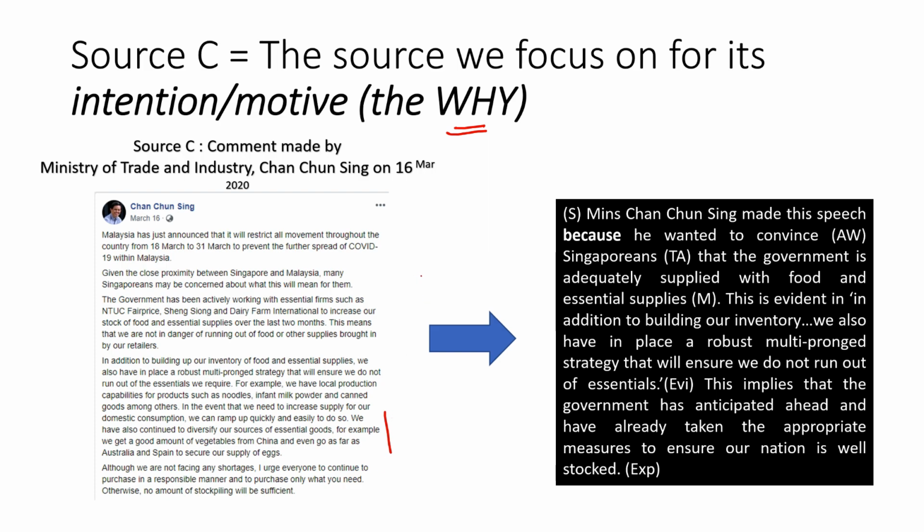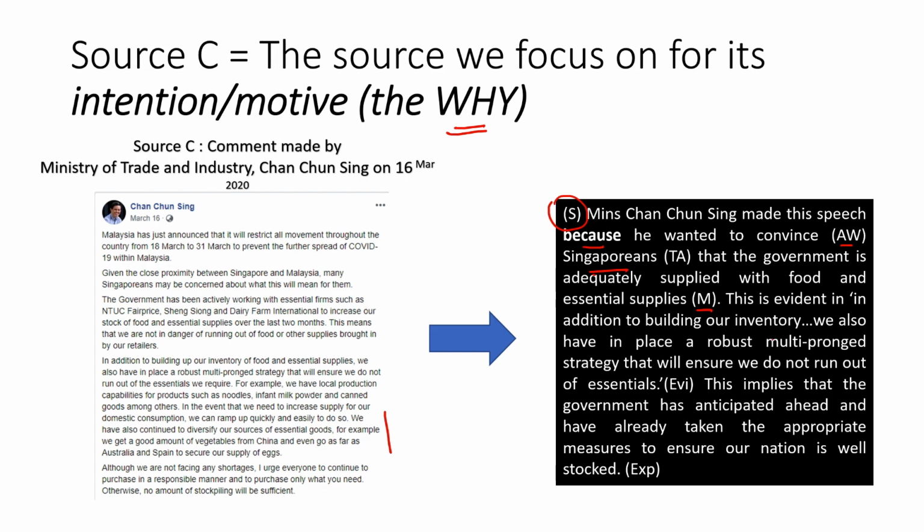So having read this source, if I were to apply STEMIC to answer the conventional question of why was this source published, or why did the minister make such a speech, it would sound like this. I'll start off with the speaker first. So Minister Chan Chun Sing made this speech because he wanted to convince, action word, Singaporeans, which is your targeted audience, that the government is adequately supplied with food and essential services. And that is the message.